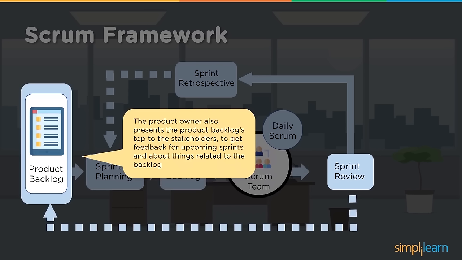Then the product owner also presents the product backlog and talks to the stakeholders to get feedback for upcoming sprints and about things related to the backlog. Now, this one sprint is complete. For the next sprint, what should be the prioritization? So the product owner has to speak with the stakeholders so that there is a good understanding, a good handshake, on what needs to be delivered and what the priority is in the given list.